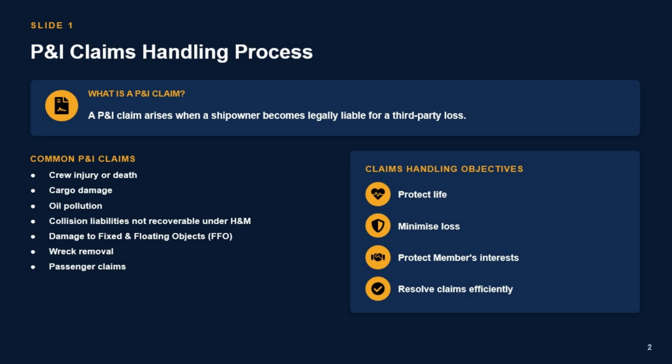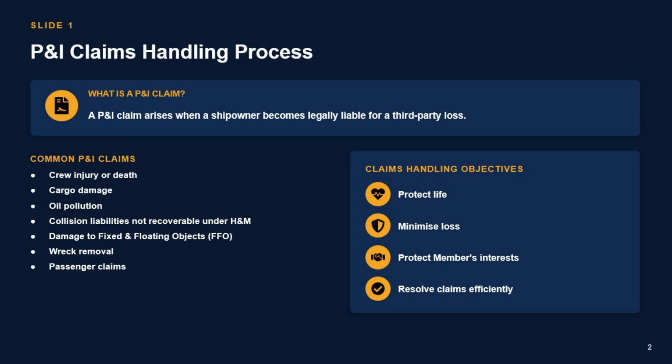P&I claims handling process. Now that we understand what a P&I club is, let's see what happens when an incident occurs. A P&I claim arises whenever a member's ship becomes legally liable to a third party. Unlike hull and machinery insurance, which mainly covers damage to the insured vessel, P&I insurance deals with liabilities arising from the operation of the ship. Common examples include crew injury, cargo damage, pollution, passenger claims, damage to fixed and floating objects, wreck removal, and collision liabilities that are not recoverable under H&M insurance.